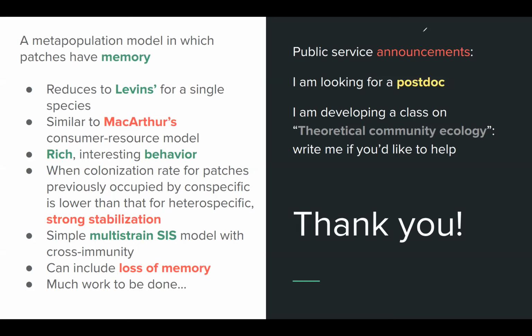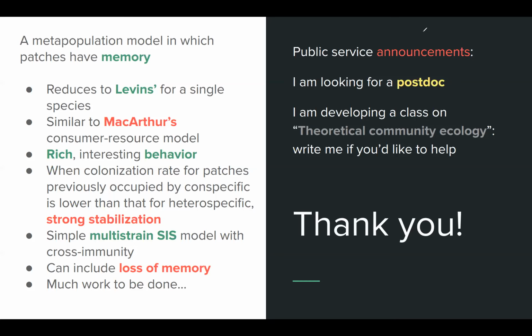And this can be seen as a multi-strain SIS model in which we have cross immunity, right? So imagine that I have zero probability or zero rate of colonizing previously occupied patches by my same kind, and then I have low probability of occupying patches of this other strain because they're similar to my own strain. And then we can include loss of memory and we can do all sorts of other work.